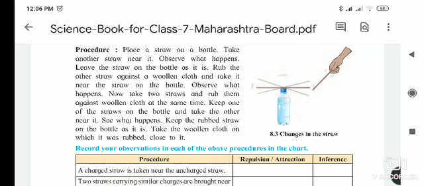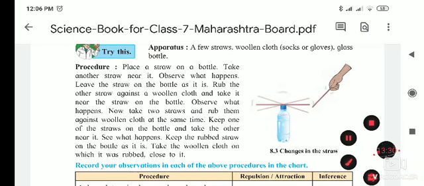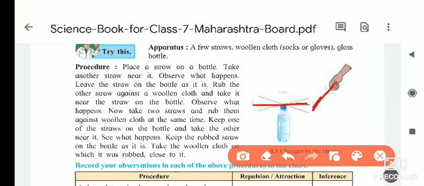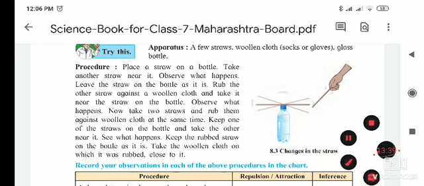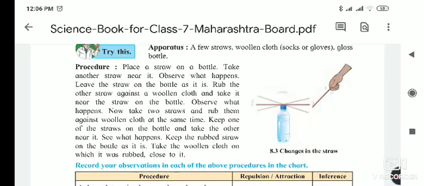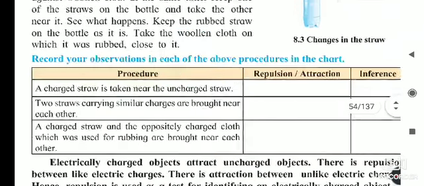Next, second, what do we have to do? We have to rub this one straw against the woolen cloth, and take it near this one. And thirdly, what do we have to do? We have to rub this one also and that one also. Both the straws we have to rub against the woolen cloth, and then take one near this straw. Then what is your observation? That we have to write here.